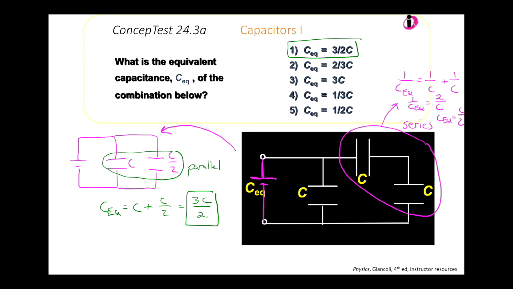Then I redrew the circuit such that the 2 on the right have now been combined, which leaves me with a parallel combination of what's left. One of which is C and the other one is C over 2. Add those together and you get a C and a half, if you want to think about it that way. 1.5 C. It's 3 C over 2. Okay? Any questions about any parts of that?